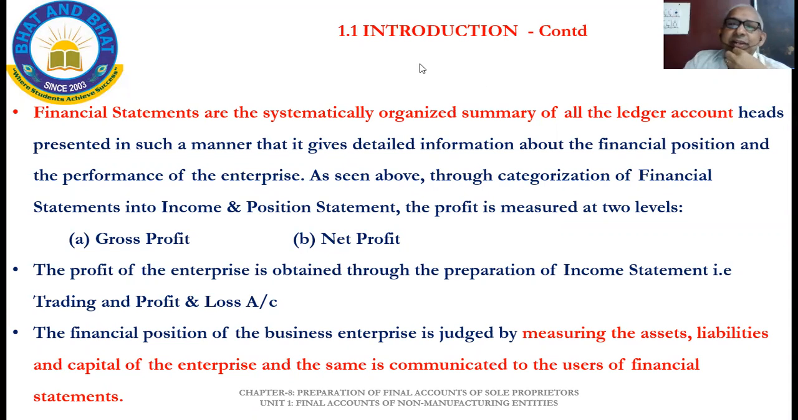To continue, trading account will reflect gross profit and profit and loss account will reflect net profit. The other way, gross loss, net loss. Okay?